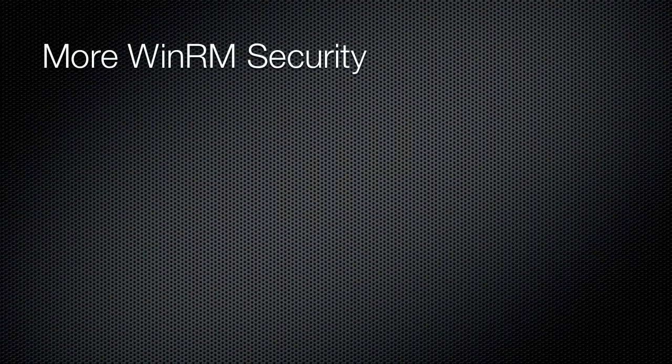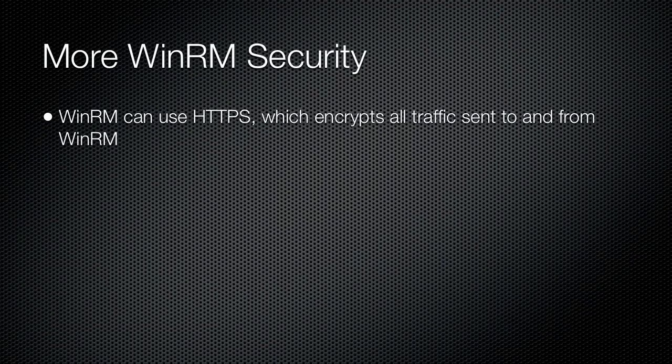WinRM can use Transport Layer Security, TLS, sometimes referred to as SSL, to encrypt the data being passed across the network. The individual applications that use WinRM, such as Windows PowerShell, can also apply their own encryption to the data that is passed on to the WinRM service.